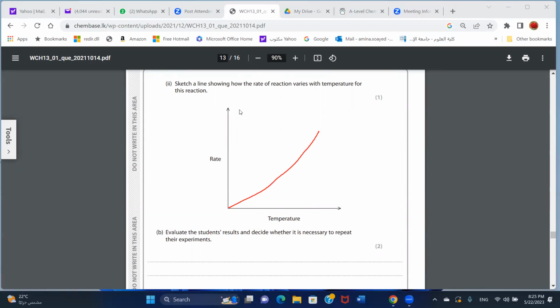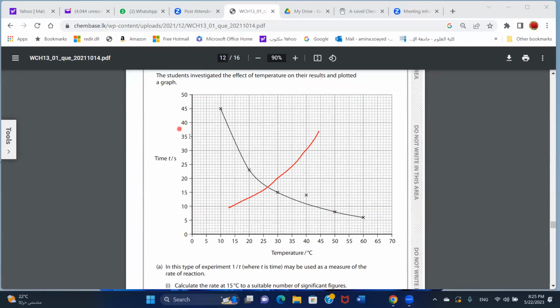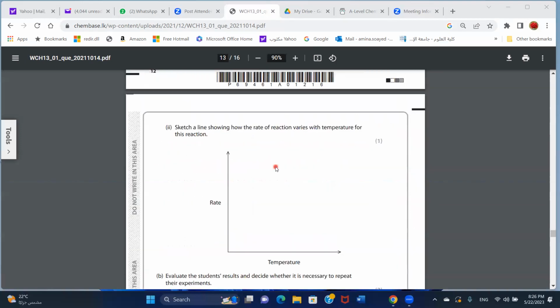Because here we said that the rate is equal to 1 over the time. So if the time is with the temperature, we have a curve. So if you draw 1 over the time, which is the rate, against the temperature, it will give you a curve, but in the opposite direction. Isn't it? Understand? Oh, okay, yes, the rate is equal to 1 over time. It's the opposite.